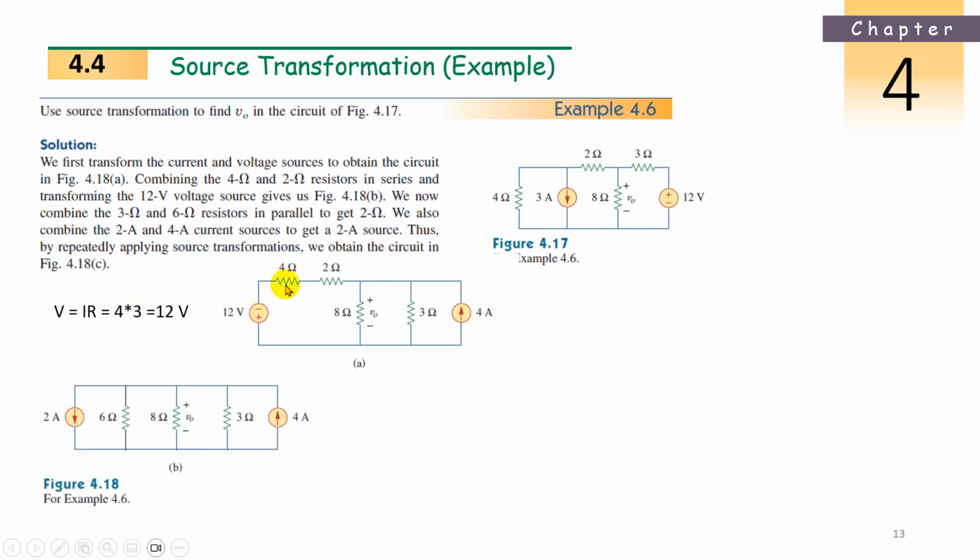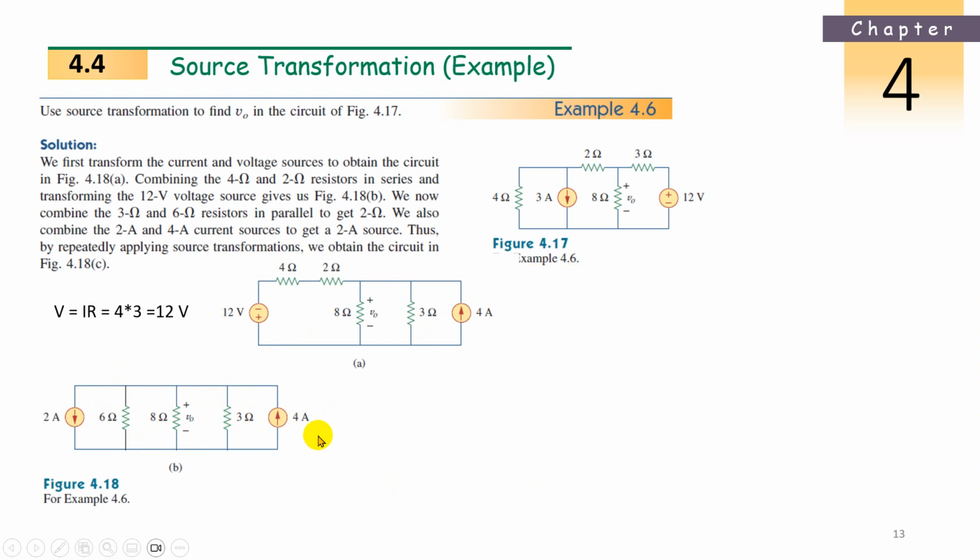Now next, this 6 and 12 I can transform into current source. How? V is equal to IR. Current I is equal to V by R. 12 divided by 4 plus 2, 6. That is 2 amperes. Now this 6 is in parallel. So this is the transformation of these two resistances and this voltage source. It will come in here, and this 3 and 4 amperes as it is here, and 8 ohms is as it is, no change. Now we can see here this 6 ohms and 3 ohms both are in parallel.